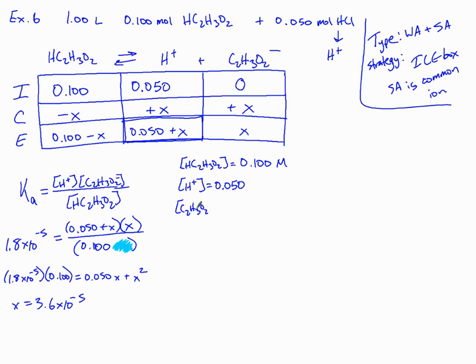Concentration of the acetate ion is x, 3.6 times 10 to the minus 5th molar. Let's put our units in. So these are the species. I suppose if you wanted to include chloride, you could. It would be 0.050, just like the original hydrogen was. But we're more concerned about species in the weak acid dissociation reaction.